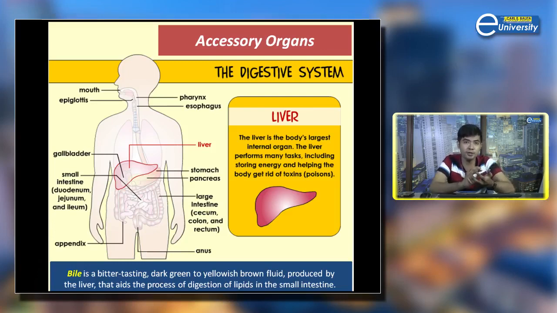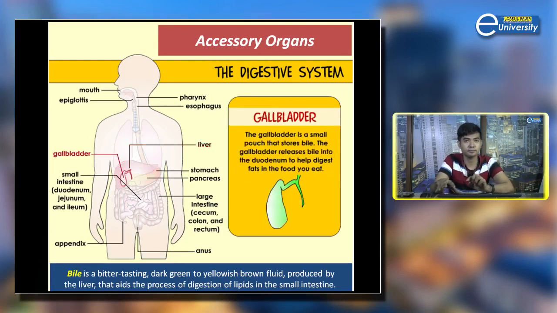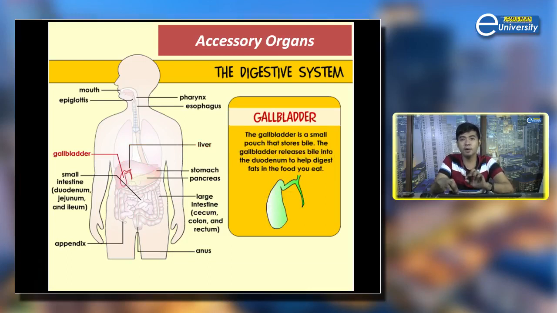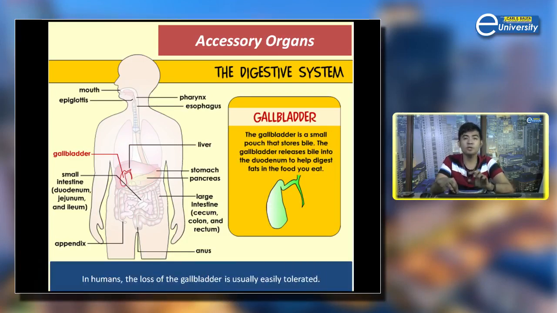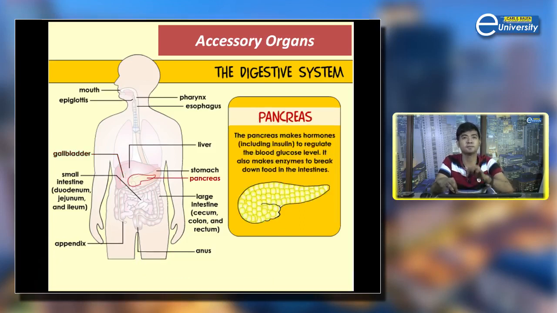So the gallbladder will store the bile and release it whenever there are fats, lipids, or fatty acids present in the small intestine. The liver will produce the bile and the gallbladder will release the bile. The gallbladder is a small pouch that stores the bile. It releases the bile into the duodenum to help digest fats in the food that we eat. In humans, the loss of the gallbladder is usually easily tolerated.